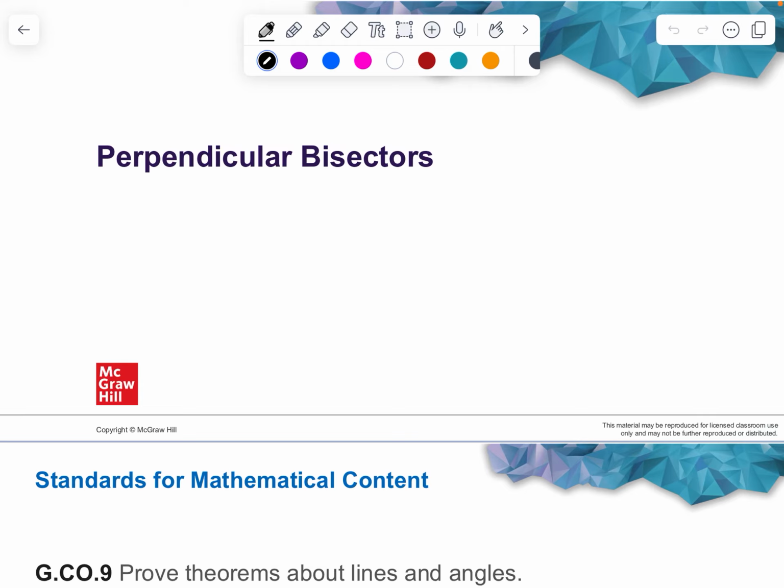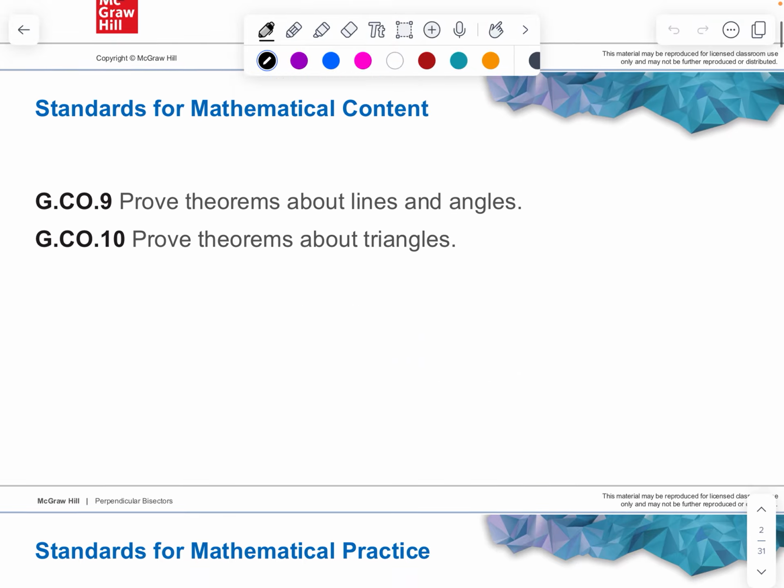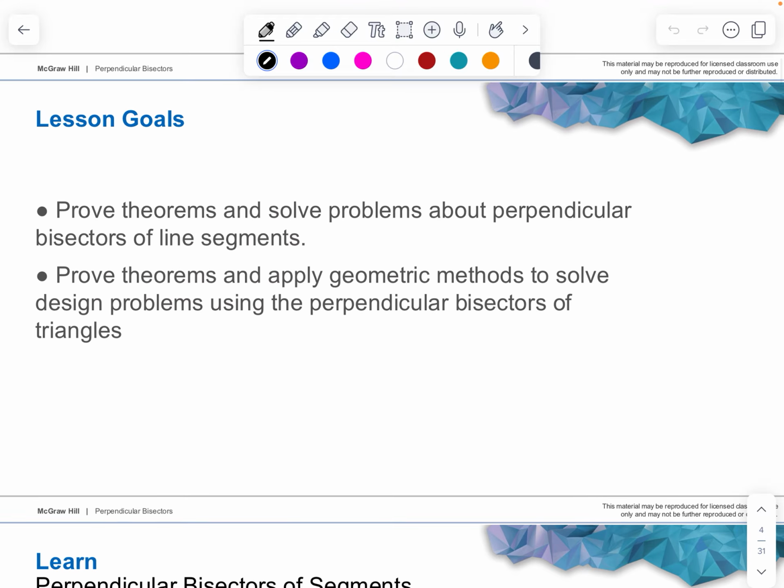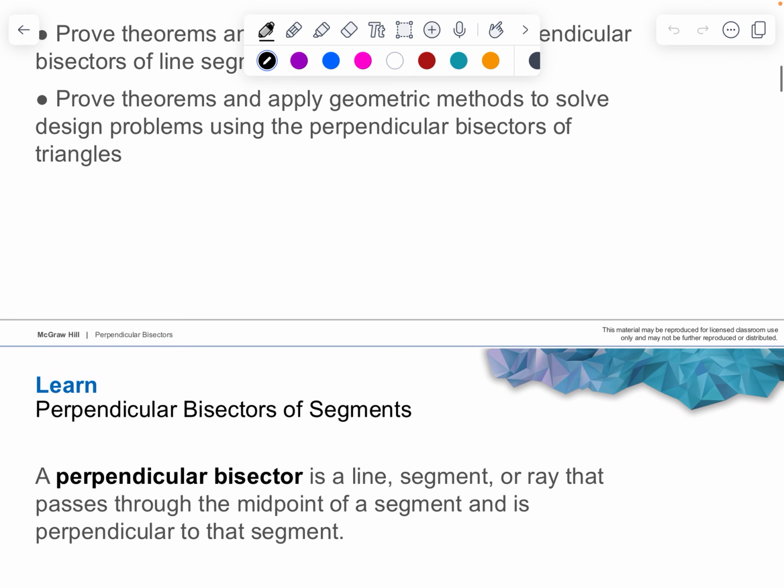All right, we're getting into MT6, and this is our first lesson, which is on perpendicular bisectors. And some of this is going to seem familiar because we talked about this with isosceles triangles. So we're going to be talking about perpendicular bisectors of line segments, and we're going to apply these to geometric methods to solve design problems using perpendicular bisectors of triangles.